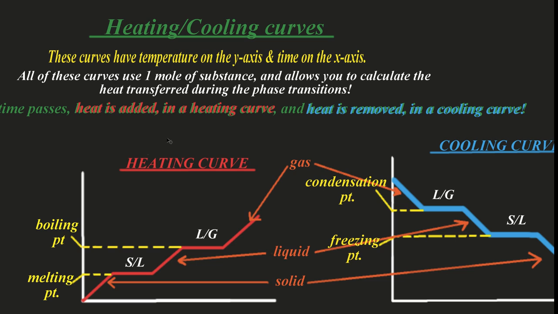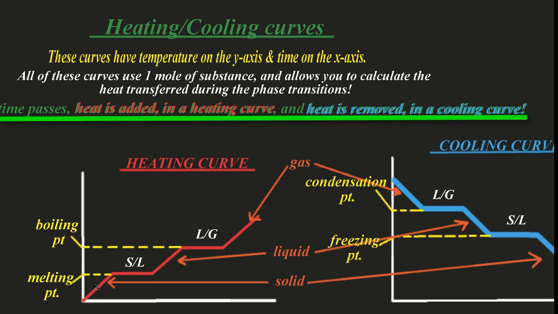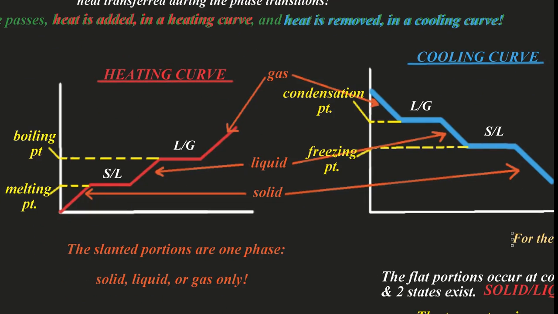So in a heating curve, for instance, as time passes, we add heat to the system and look at the temperature. In a cooling curve, heat is removed as time passes and we look at the temperature. All of these slanted portions have just one phase. First phase, or the bottommost phase, will be solid, whether heat or cooling curve. The middle one will always be just pure liquid, and the top one would be just gas or vapor.